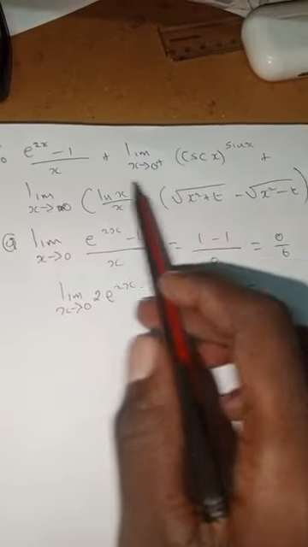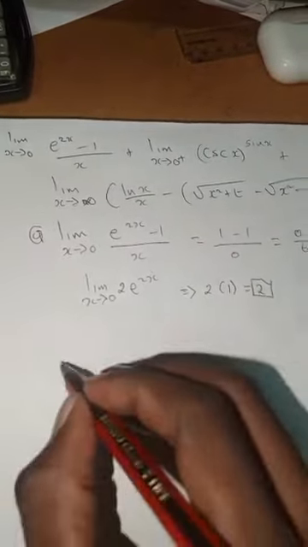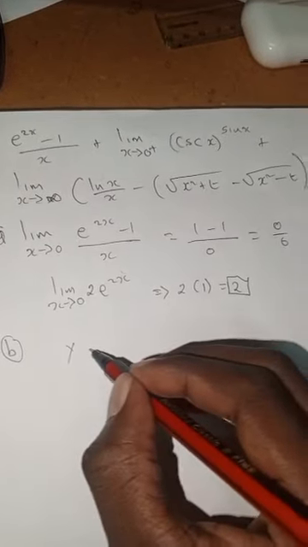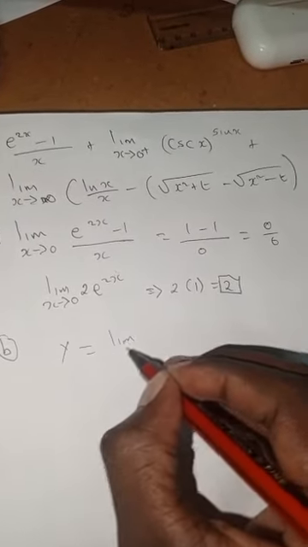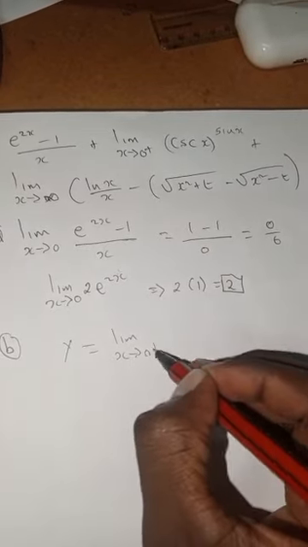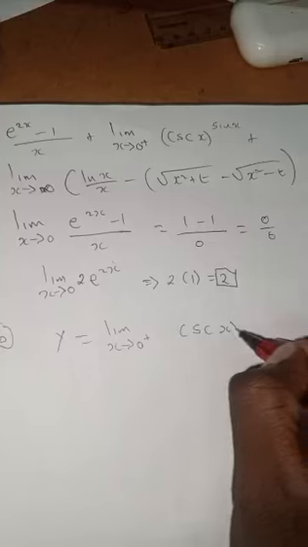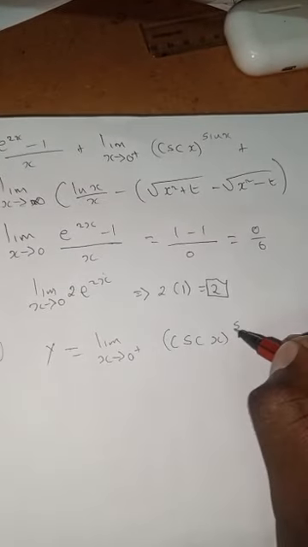So now we can move on to part B. Part B, I can label it as y, and we are going to say that is the limit as x approaches 0 from the right. Now we have secant x to the power sine x.